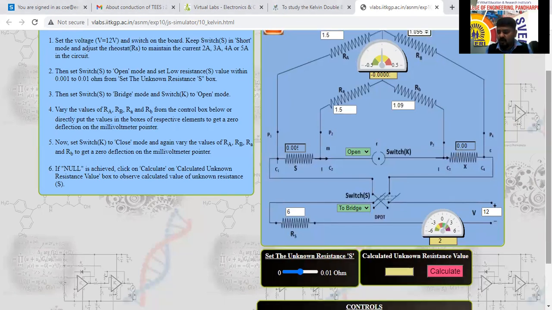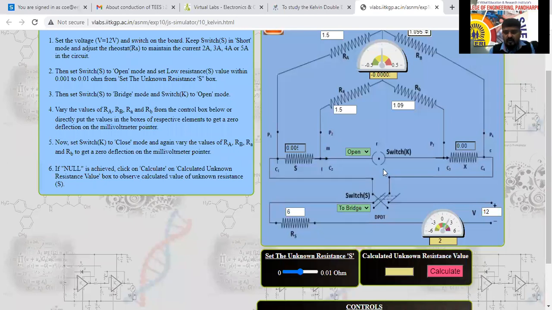S is already what we have considered, 0.005, P equal to 1.5, Q equal to 1.095, R equal to, what we have to write, QS divided by P. Where is the calculator? I found it yesterday, I don't know where I have kept it. 1.095 into 0.005 divided by 1.5. Something we are going to get. I will click on that one.